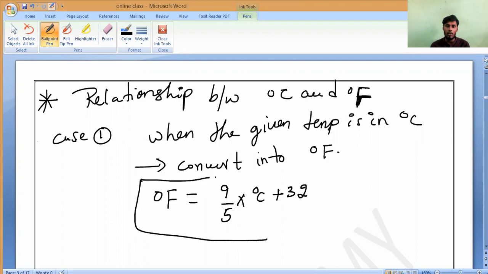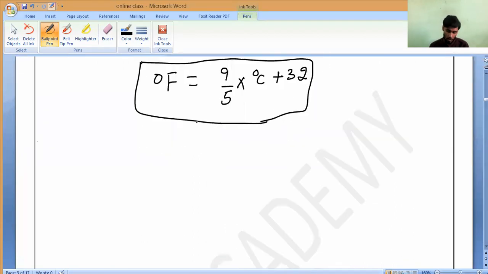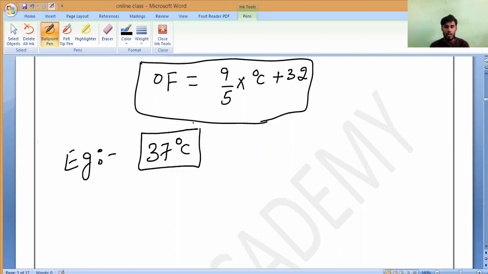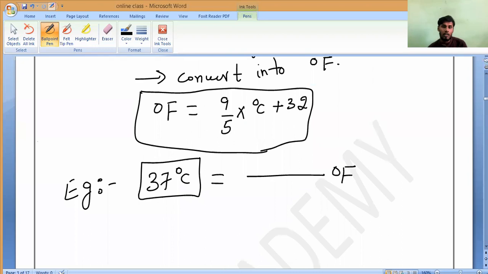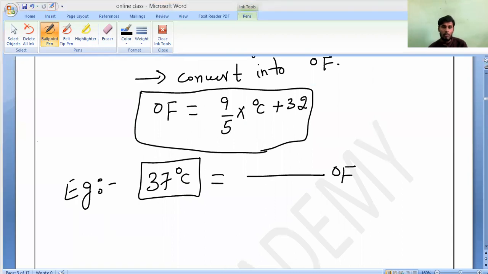Already we have solved this one. So now suppose, for example, our human body temperature in Celsius scale is 37 degrees Celsius. Example, 37 degrees Celsius is the given temperature. Is it okay? So now we want dash degree Fahrenheit. 98.6. We have already solved this, correct or not? So tell me, what have you done?